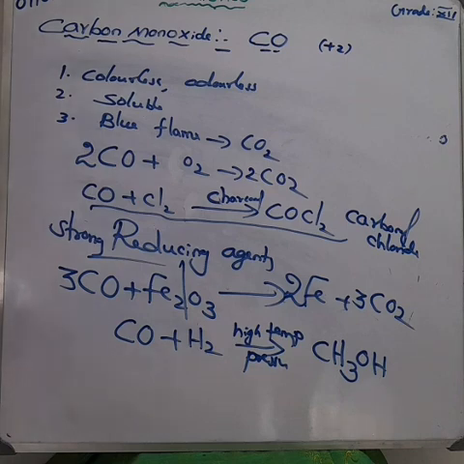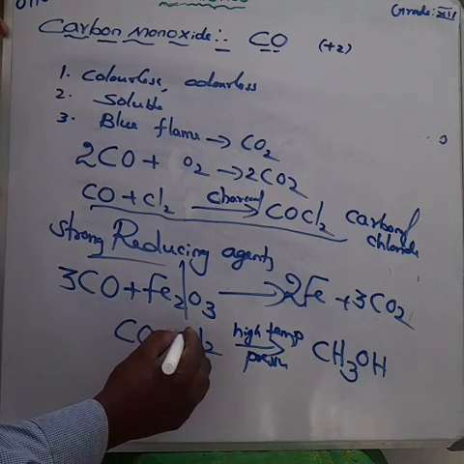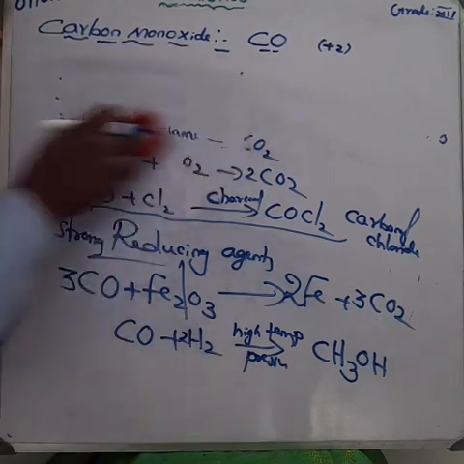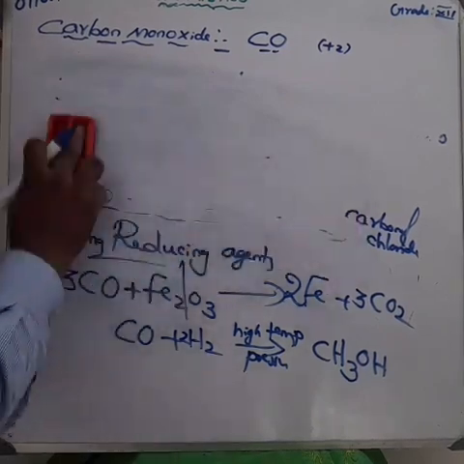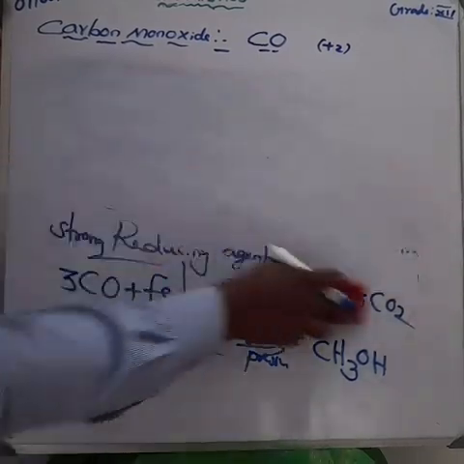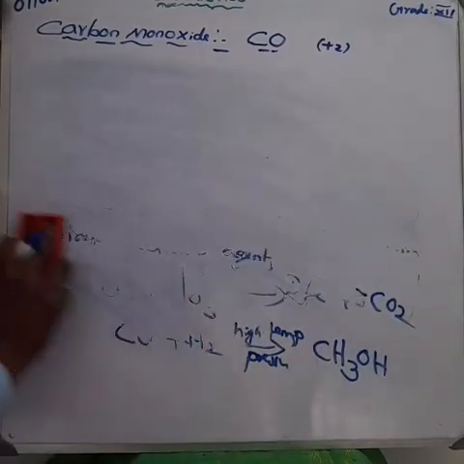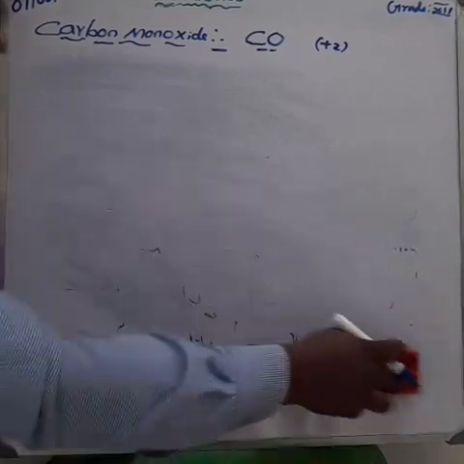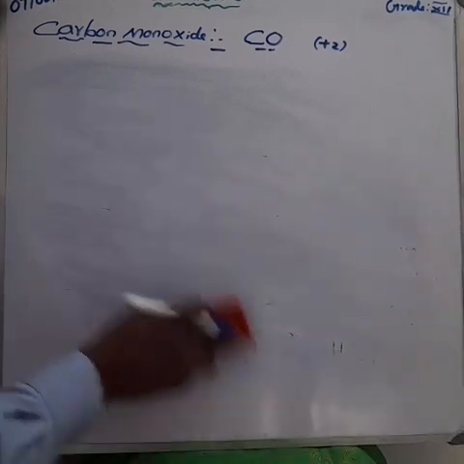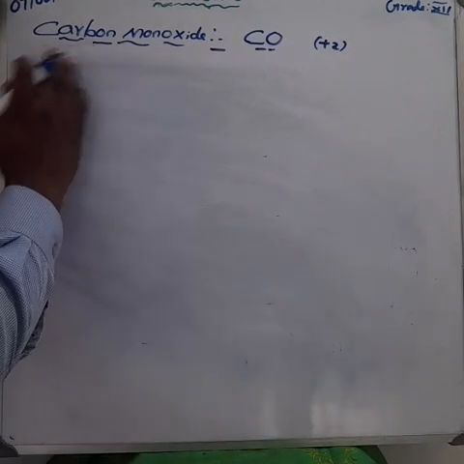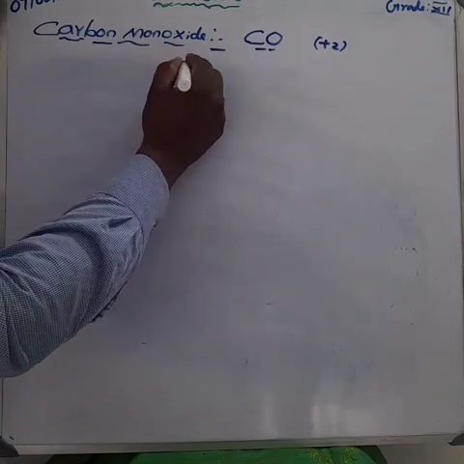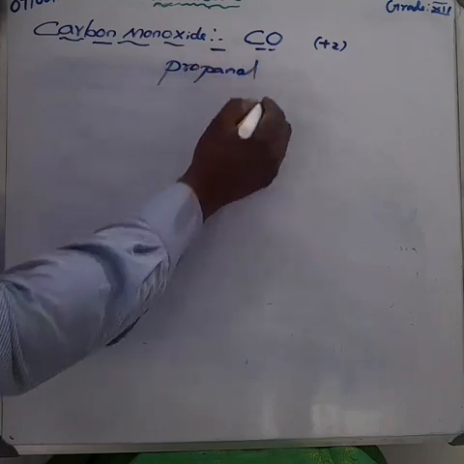Next, in the oxo process, that means ethene. The common name of ethene is ethylene. Am I right? What is the formula for ethene? C2H4. What is the general formula for alkene? CnH2n. Ethene reacts with carbon monoxide in the presence of hydrogen, and we get a compound called propanal, a CHO compound.